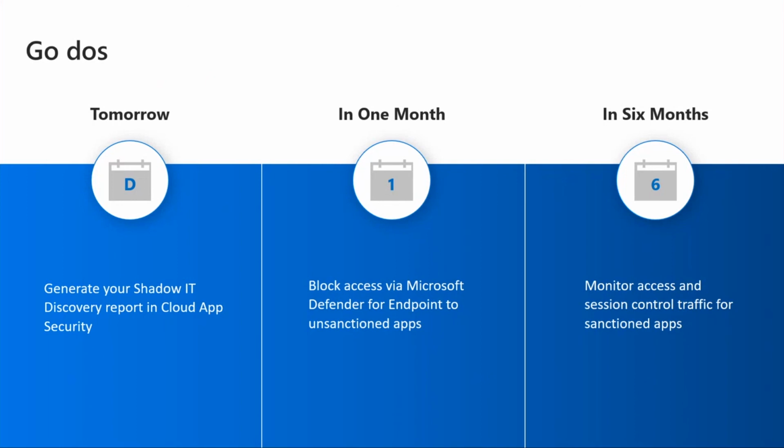Start blocking access via Microsoft Defender for Endpoint based on the information you gathered and applications that you've sanctioned or unsanctioned accordingly. Then six months from now, you can continue to monitor access and session control via conditional access app control for sanctioned applications. So that ability to see uploads, downloads, clipboard actions, print, copy, cut, paste, the list goes on. So really encourage you to take away what you can from this conversation.